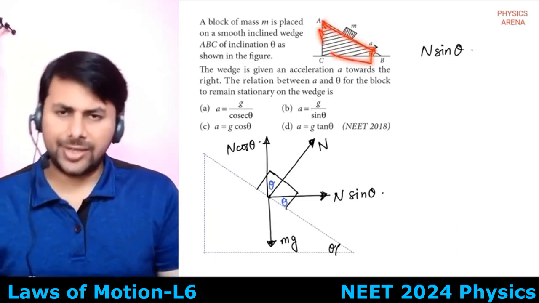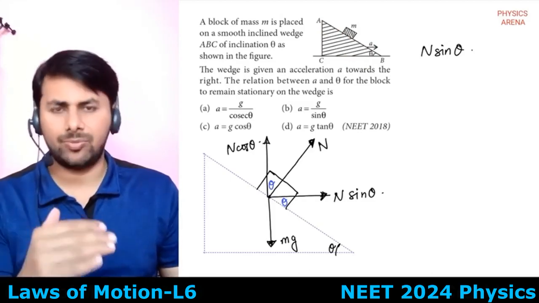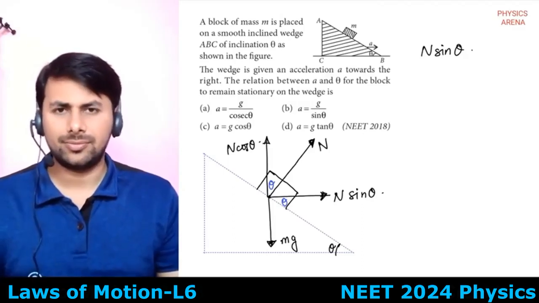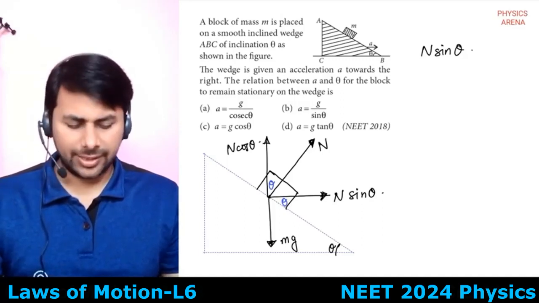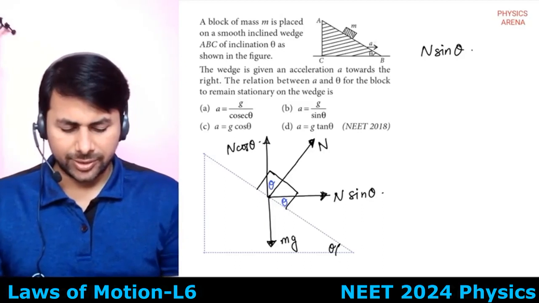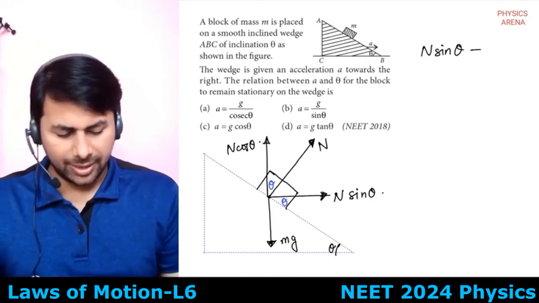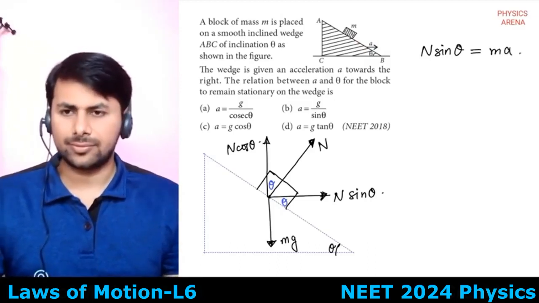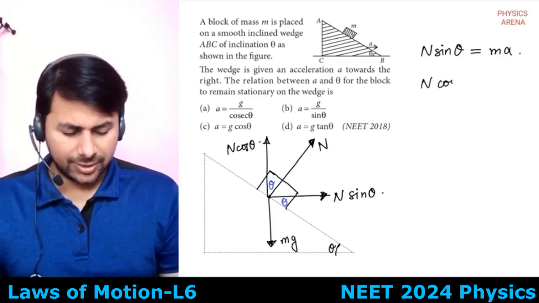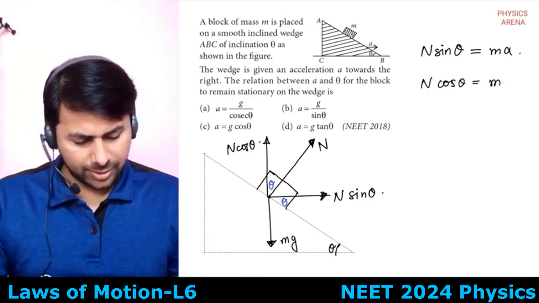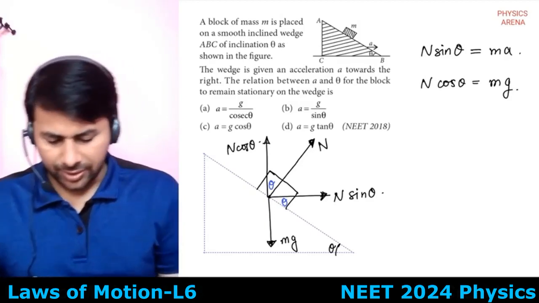If this wedge is accelerating like this, and because of that there is some normal reaction, what will the horizontal component of that normal reaction do? It will provide horizontal force, right? How much is that horizontal force? It is accelerating with acceleration a, so it is m times a. And what will n cos theta do? So n cos theta will be equal to mg. So you have n sin theta equals ma, n cos theta equals mg.